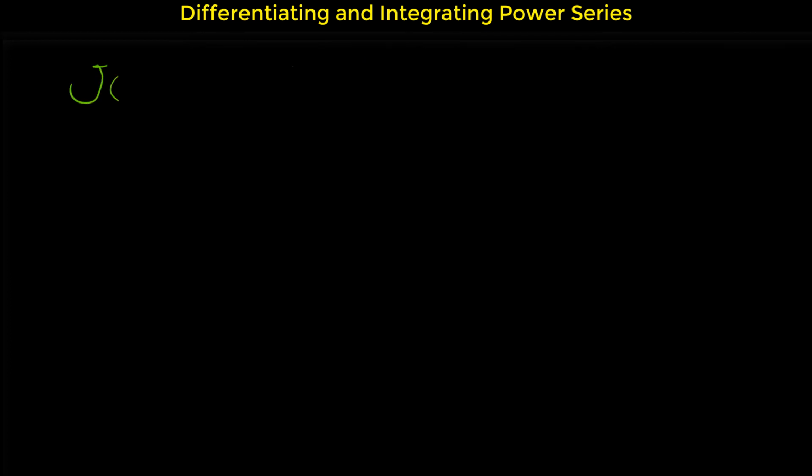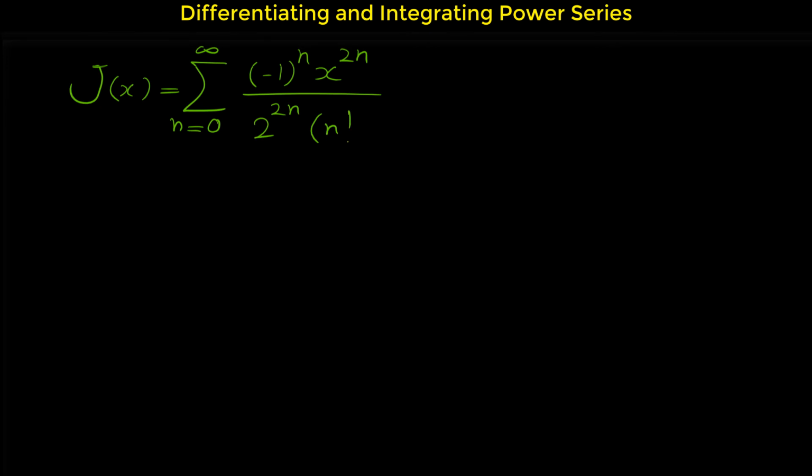The function j of x is given by the sum from n equals 0 to infinity of negative 1 to the power of n times x to the power of 2n over 2 to the 2n times (n factorial) all to the power of 2. We want to find the derivative of this function and the integral of this function.